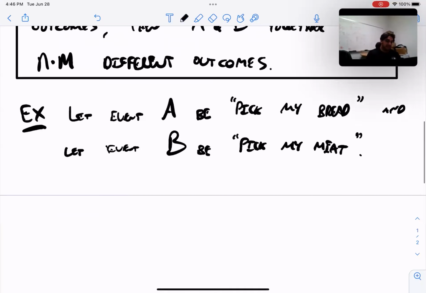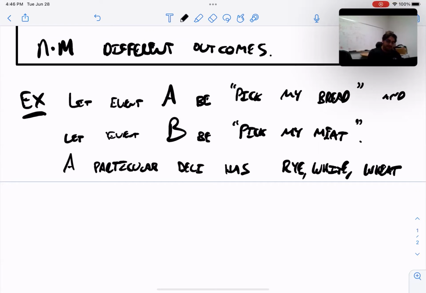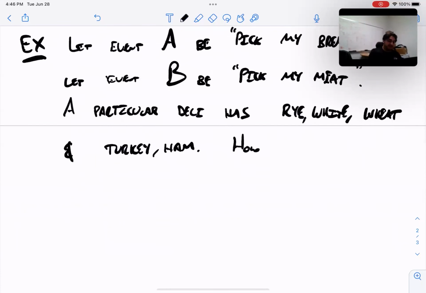And let's say a particular deli has, let's say, rye, white, or wheat for our bread options. And for our meat options, let's say we have turkey and ham, right? Then you can ask, how many different sandwich orders are there at this deli?